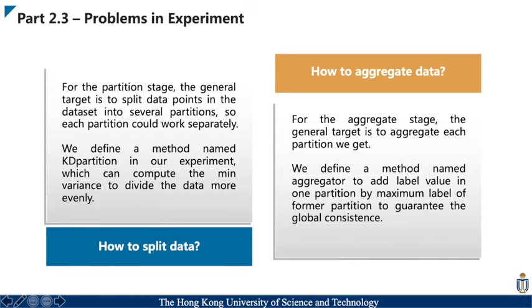There are two main problems in our work. First, how to split data. For the partition stage, the general target is to split data points in the dataset into several partitions, so each partition could work separately. We define a method named KD partition in our experiment, which can compute the mean variance to divide the data more evenly. Second, how to aggregate data. For the aggregate stage, the general target is to aggregate each partition we get. We define a method named aggregator to add the label value in one partition by the maximum label of the former partition to guarantee global consistency. The following section will be introduced by our group member Chen Pengyao.